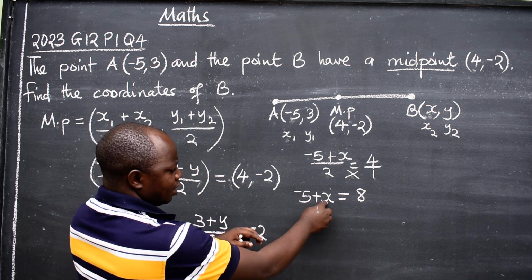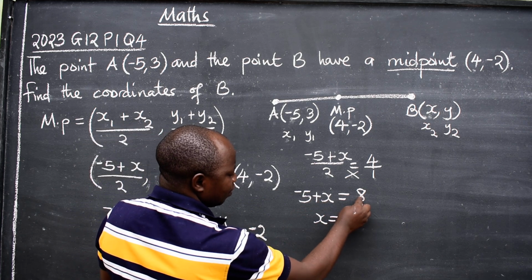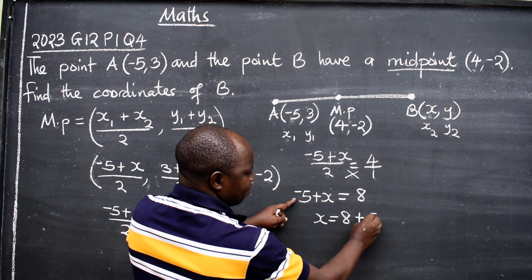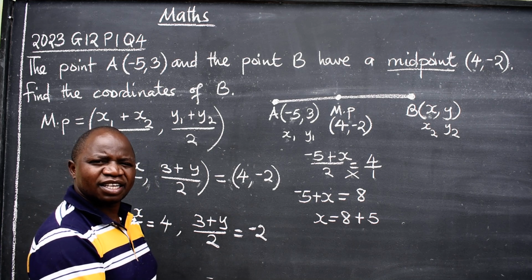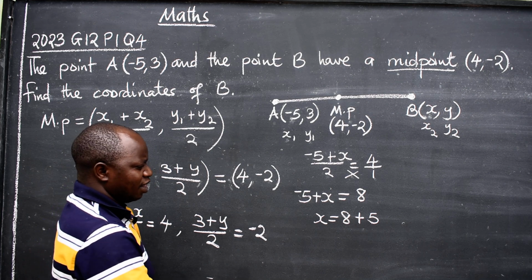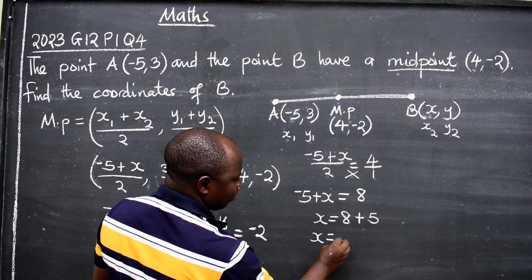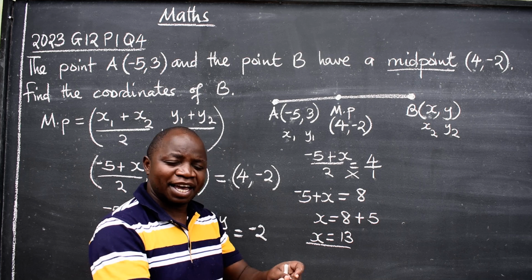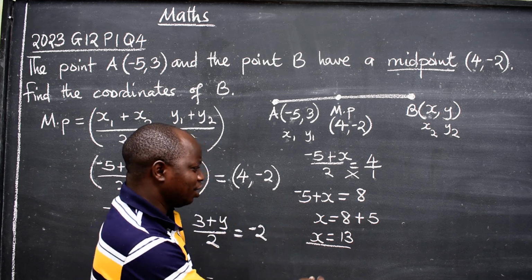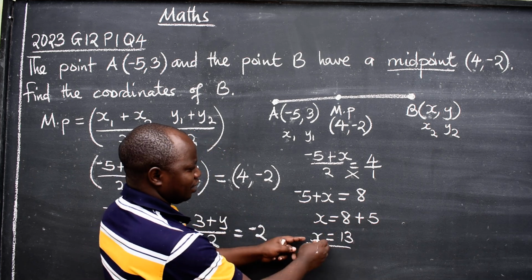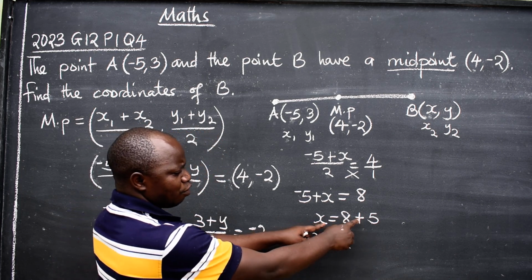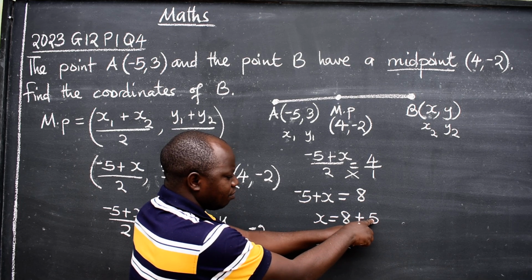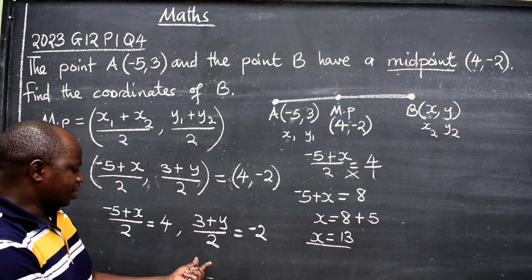I see that? Then my x here will be equal to 8. This -5 will be plus 5. I hope you are seeing that. Then we're going to say x is equal to 13. When I add 8 plus 5, 8, 9, 10, 11, 12, 13. So we're getting 13. X is equal to 13. I hope we are together. 8 here. This -5, when it crosses the equal sign, becomes +5. Then you add. You do the same to y.